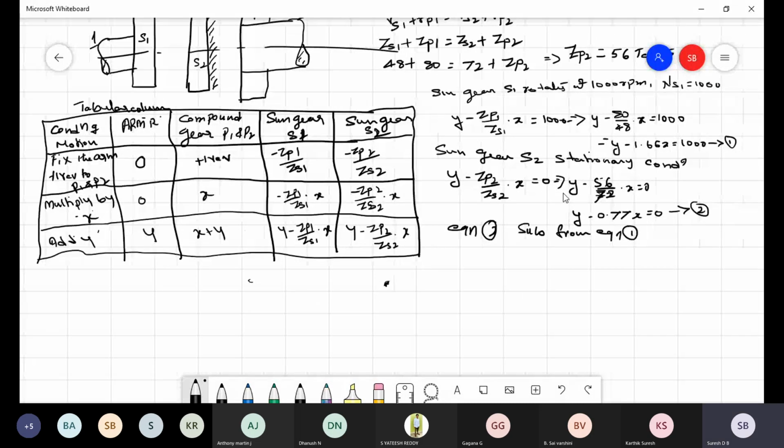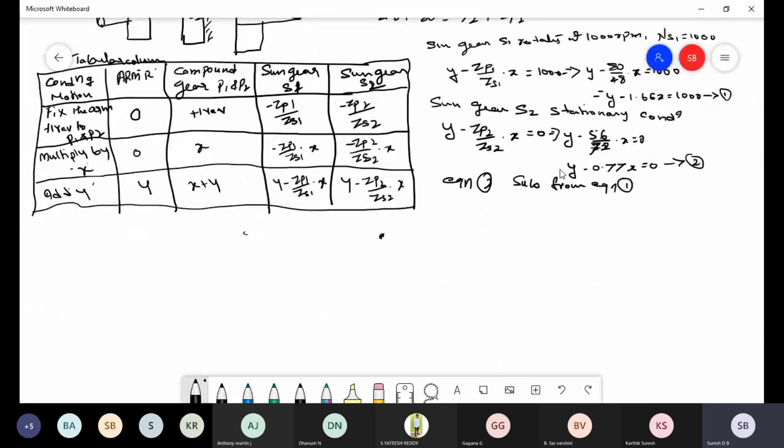Subtract the equations. The first equation, equation number 1, is y minus 1.66x equals 1000. Subtract equation number 2 from equation 1. Equation number 2 is y minus 0.77x equals 0.